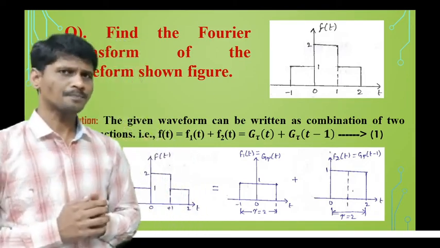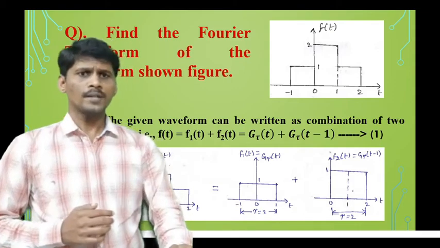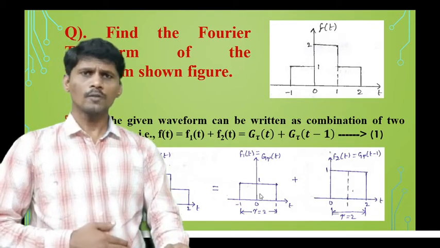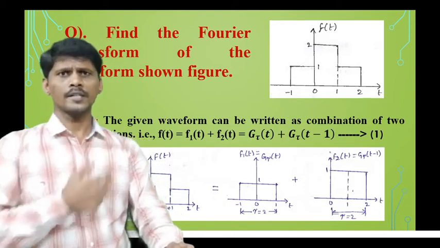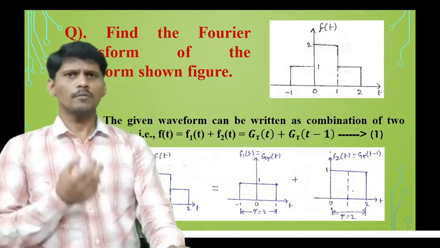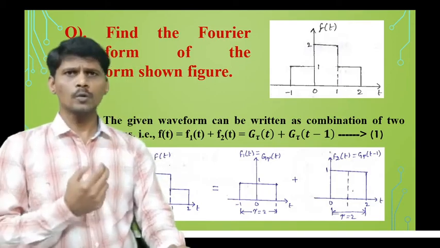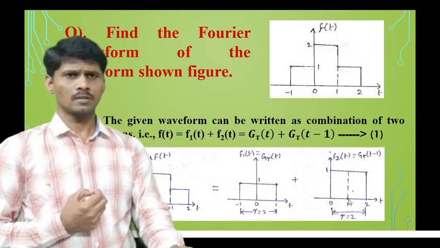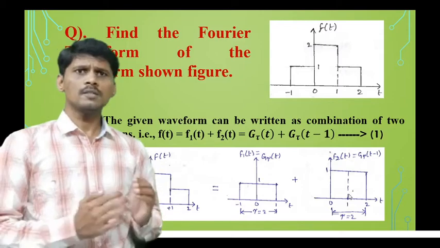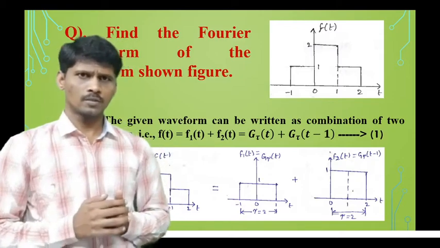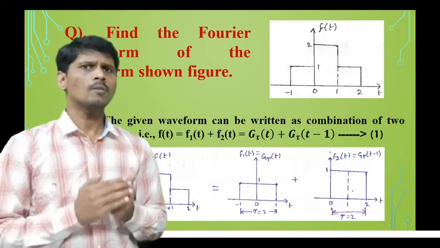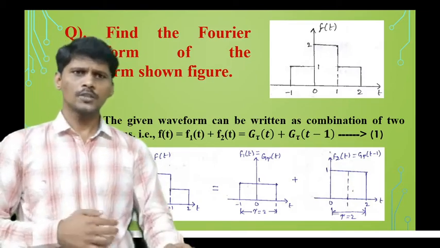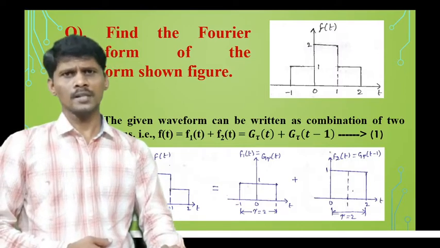Once again, the function f1 of t is the standard representation of a gate function, the standard graphical representation of the gate function or rectangular function. This waveform will be shifted towards the right by 1 second. What is the equivalent graphical representation? This. So the second waveform is a shifted version of the gate function. So the function f of t is the gate function plus the shifted version of the gate function, that is g tau of t plus g tau of t minus 1.